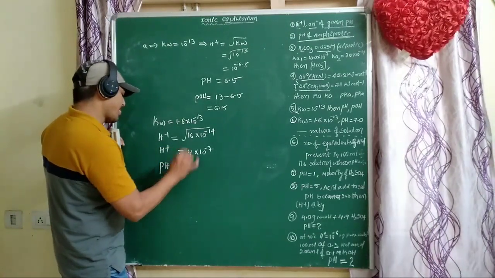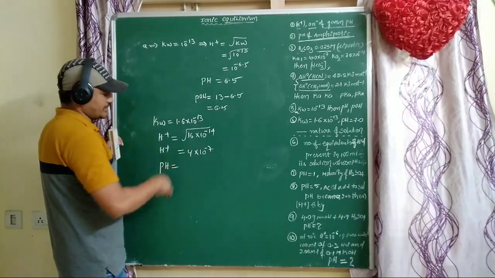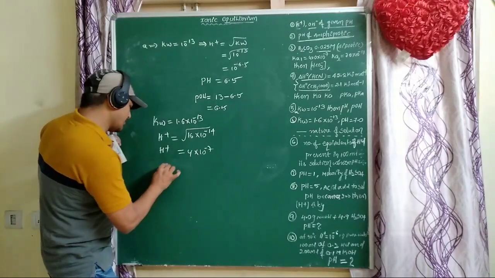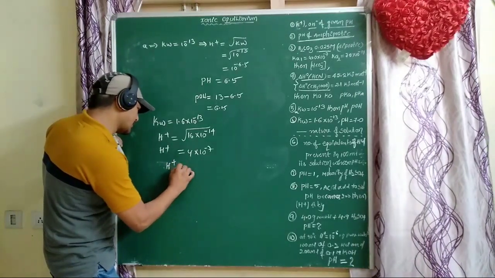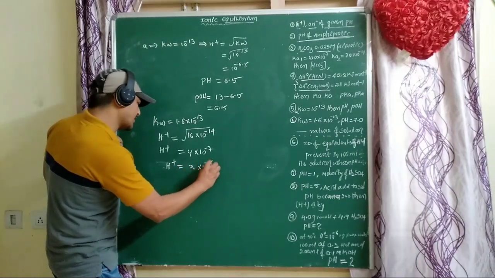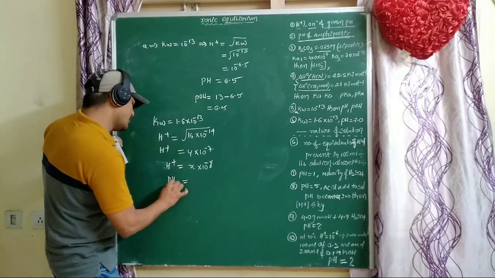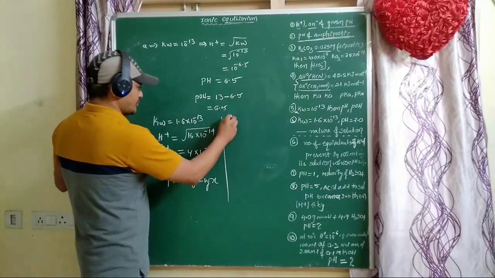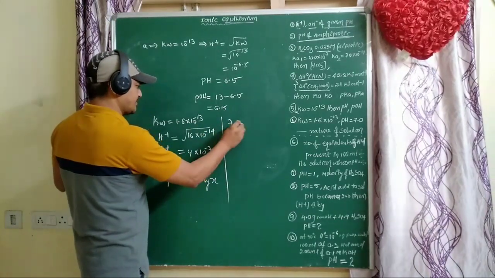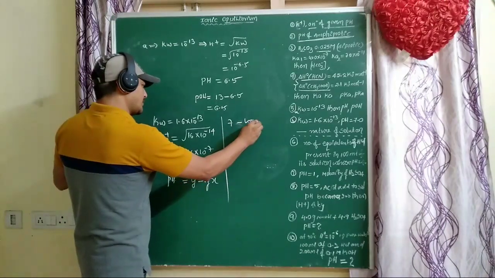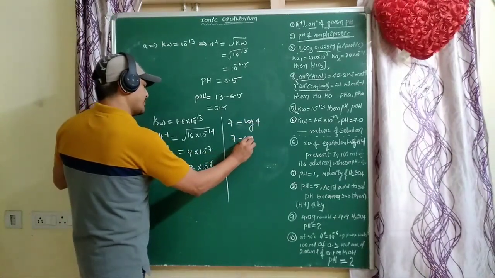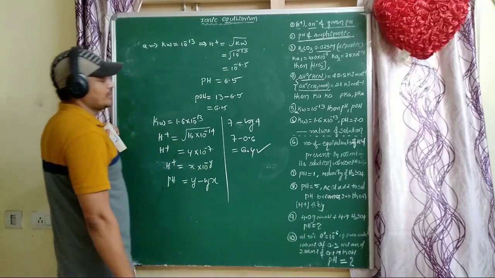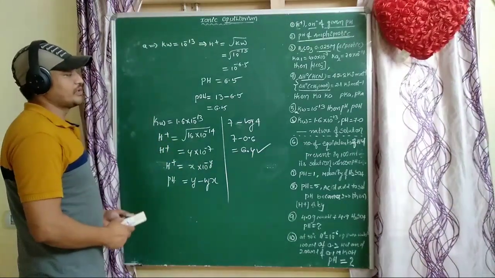Here, what is the pH? If the H plus concentration is in the form X into 10 power minus Y, then pH equals Y minus log X. So that equals 7 minus log 4, and log 4 equals 0.6, so that equals 6.4. So 6.4 is the neutral pH.